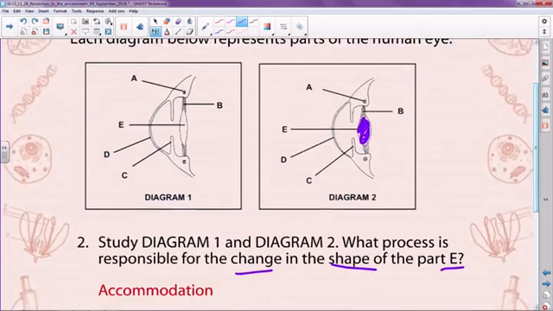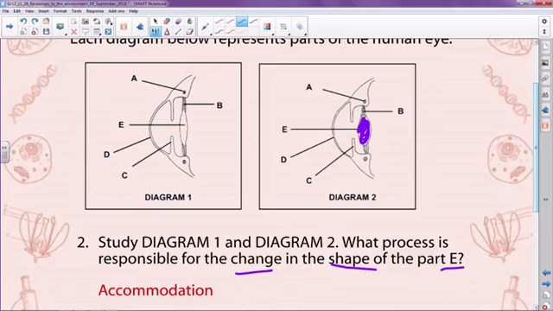Accommodation. What actually happens is we need to bend light. If something's out of focus, as grade 12s you should know about your microscope. You move the microscope stage up and down, and that gets it into focus. Now, our eye can't do that. So instead, it changes the thickness of the lens, how thin it is. That is very important.